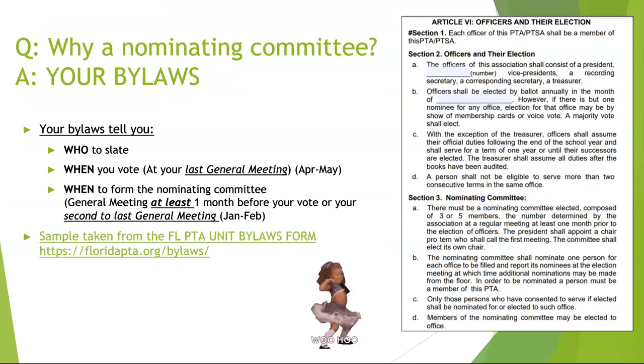So first of all, check your bylaws. Your bylaws are going to tell you exactly who you're looking for. When you're doing your nominations, it is only for the officers of the association, i.e. the PTA. Your officers are your president, secretary, treasurer, and vice president, or multiple vice presidents if you have more than one.